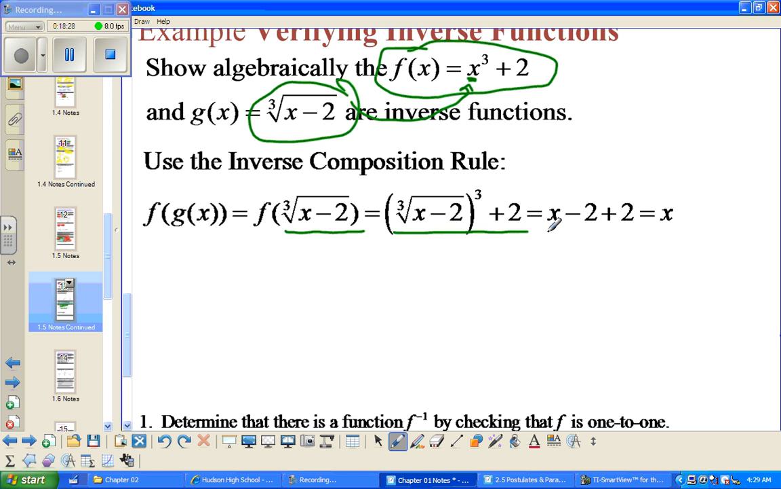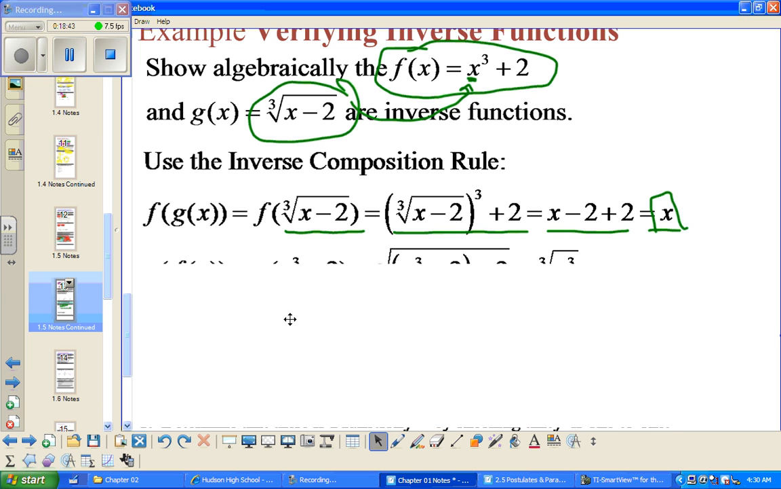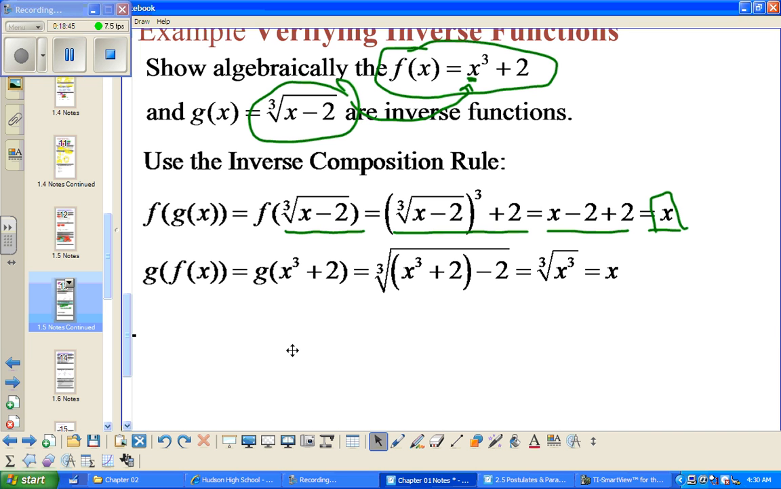Simplify that out. The cube root is canceled out by the cube. x minus 2 plus 2 is x. Good, we're halfway home. That one equaled out to x. Now, if g of f of x also does, then we've found what we're looking for. We've shown that they are inverse functions.